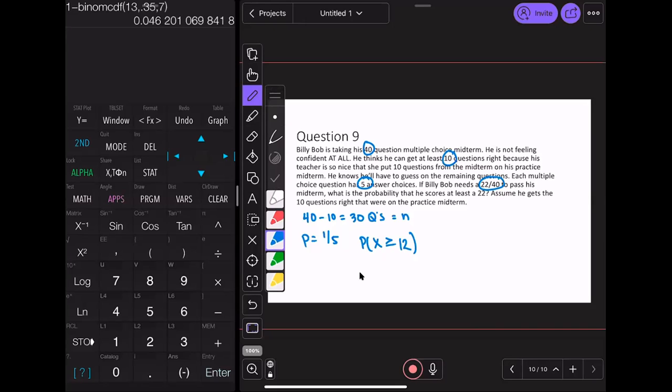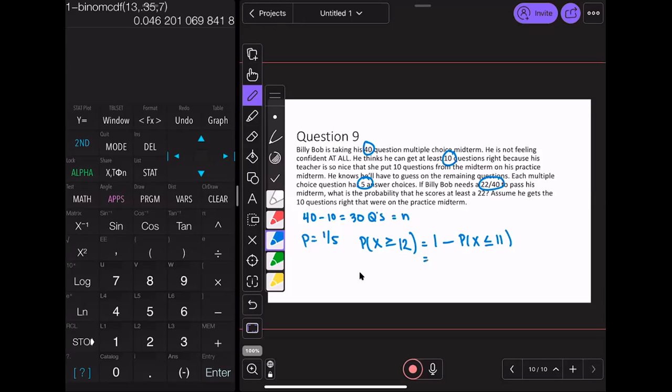Okay, so this one, once it's written out like that, it's pretty straightforward. We just have to first rewrite it as 1 minus, because it's a greater than or equal to symbol. So 1 minus the probability that x is less than or equal to the leftover. The number to the left of 12 is 11.